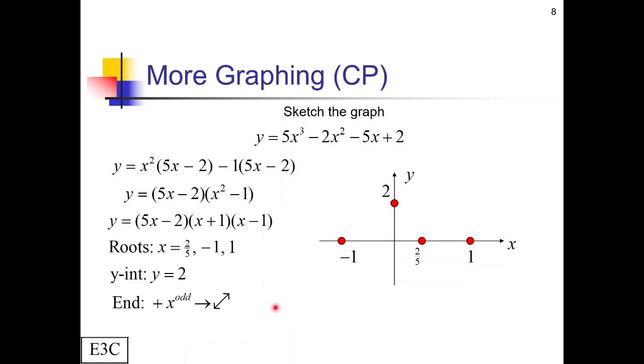And then finally, for the root behavior, all of these factors are first power. They're all odd. So that means we're going to be crossing through every single one of these roots. So starting low, going through -1, going through our y-intercept, coming back down to go through 2/5, turning around somewhere, going back through 1, and we end up just like we expected we would.